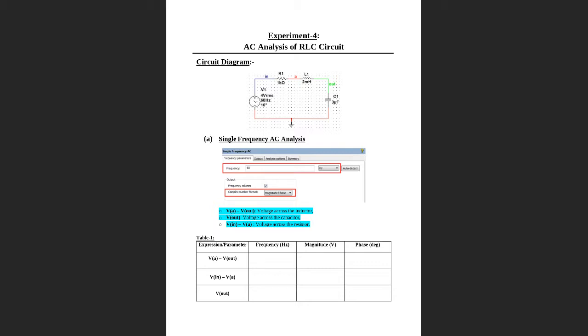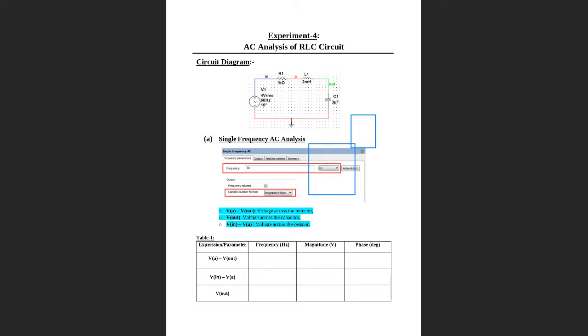Okay. So what is the value of the resistor? The value of the resistor, as you can see, is 1 kilo ohm. Right? This we have finished. The value of the resistor is 1 kilo ohm.